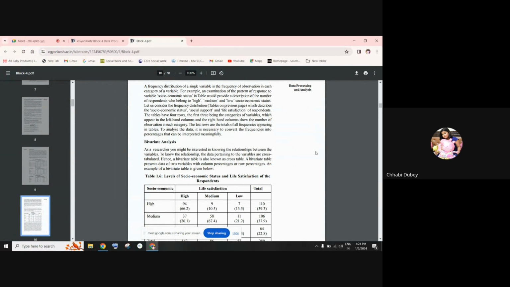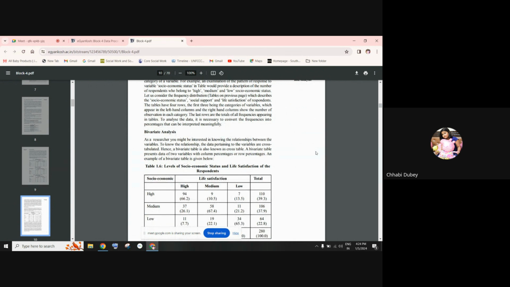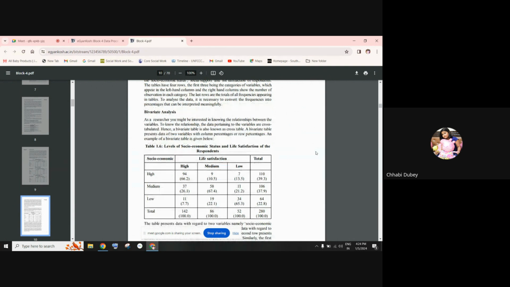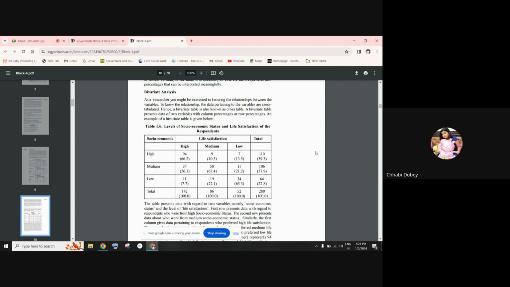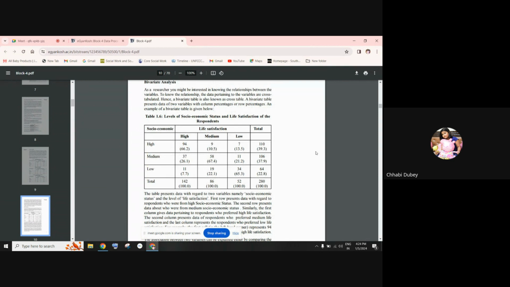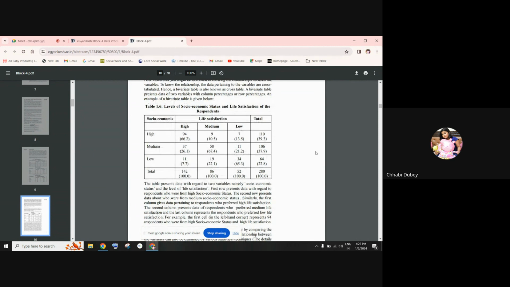Bivariate analysis basically has two variables, so we will find out the relationship between the variables of data having two variables. Just like a univariate table, you have this bivariate table here. They have again given socioeconomic status and life satisfaction, and again it is high, medium, low in both the variables. Here they have given the total and again converted into percentages. So this gives us an easy understanding of how we can interpret the table depending upon the number of variables.